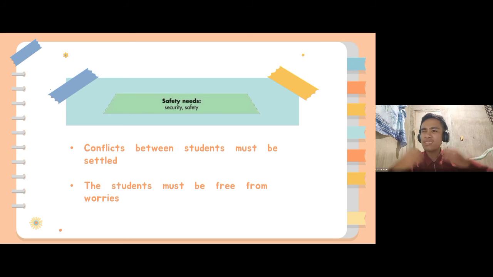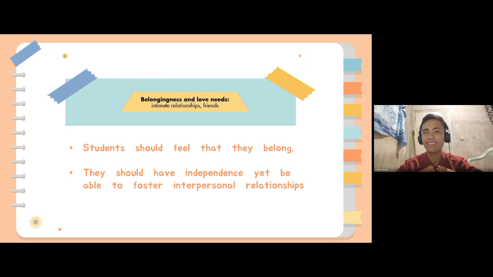Your students must feel secure. If there are bullies, they must resolve that conflict with those bullies. You must be there for them. They must feel secure, emotionally secure in the classroom, or else they'll be distracted from actually taking in what they need. As for the third tier, we have belongingness and love needs. So students should feel that they belong. They should have independence. They should be able to personalize their own space, but still be able to work in groups and create and foster interpersonal relationships.